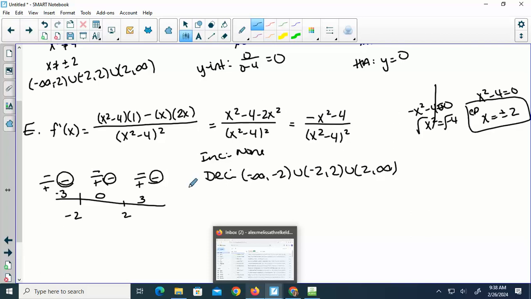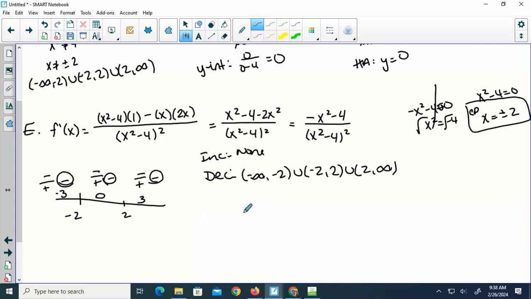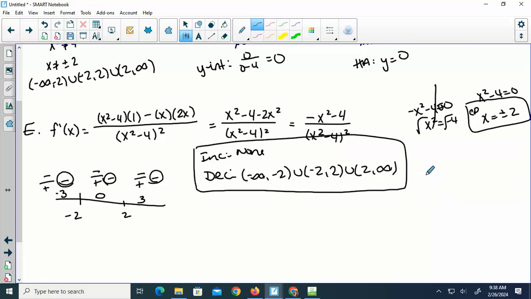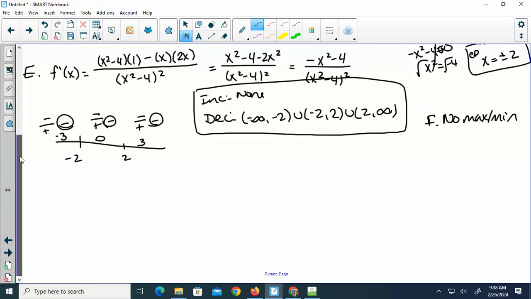All right, so then maxes and mins. If it never switches between increasing and decreasing, did we get any maxes or mins? No. So part F is no max or min. If you did have them, remember we need ordered pairs, so you put them into the original to get your y.